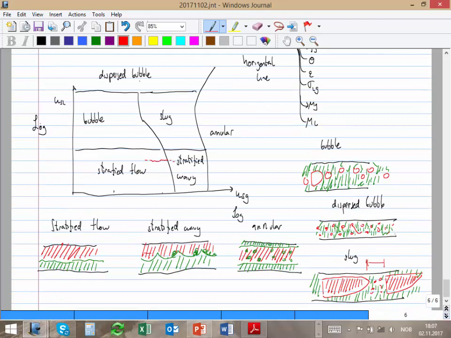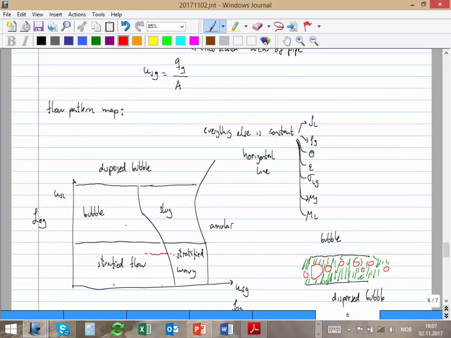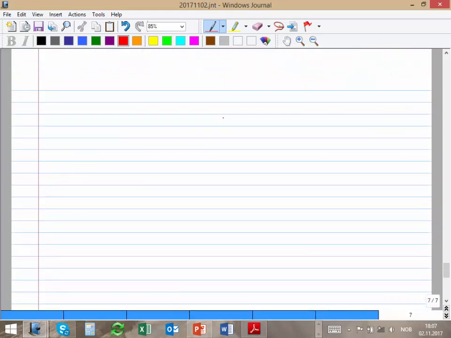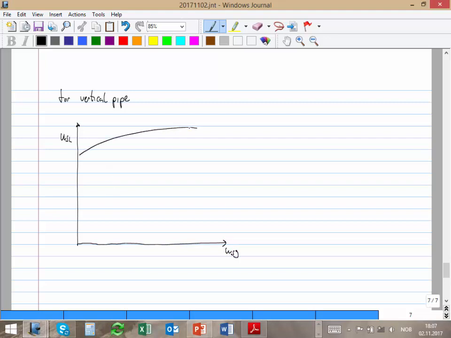And let's see how the map looks for vertical flow. So horizontal, let me just highlight it here, leaving everything else fixed. For a vertical pipe I have to do exactly the same thing, and you're going to do an exercise on that after the break. Here we have USG, and again a thin line saying dispersed bubble. Here we don't have stratified anymore, because the stratification was made just by gravity, and now gravity is opposite to the flow. So here we are just going to have bubble.